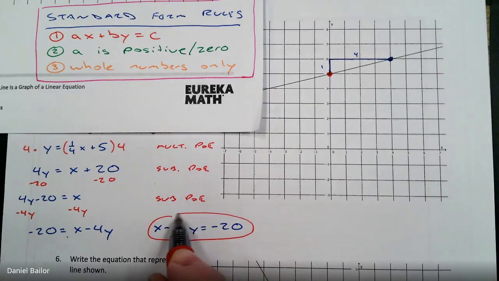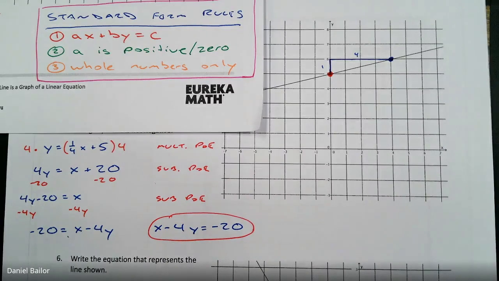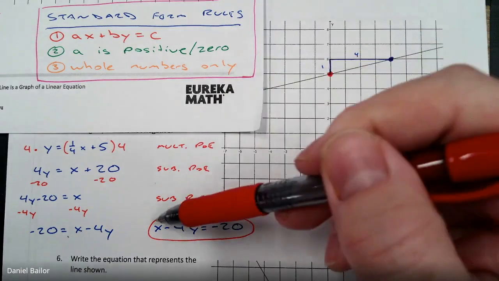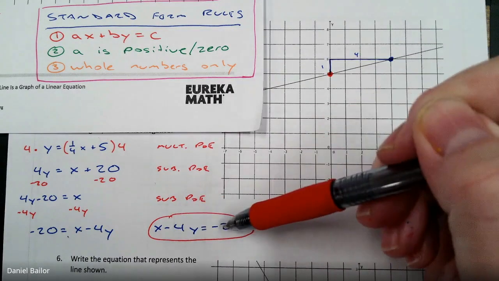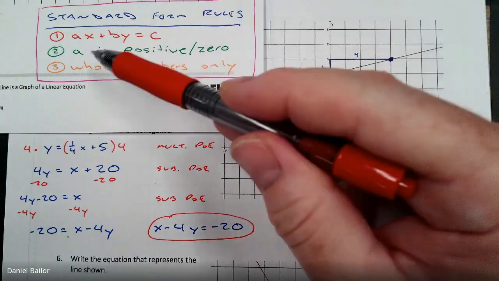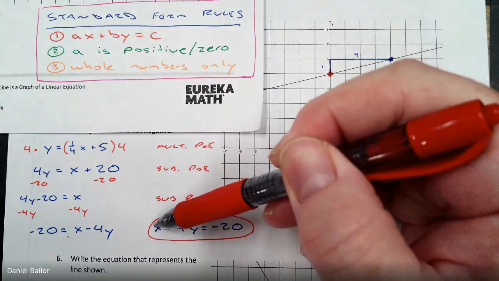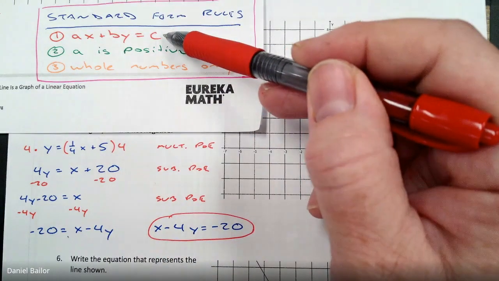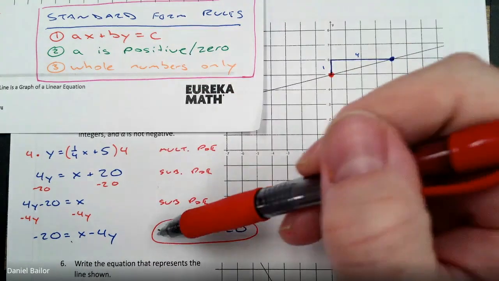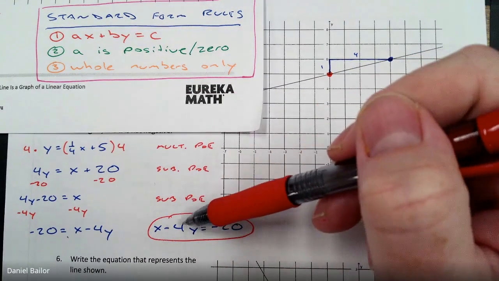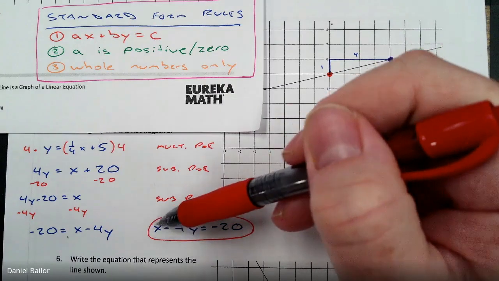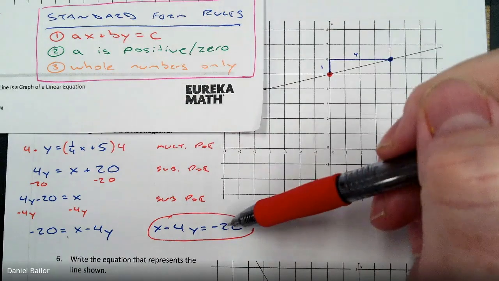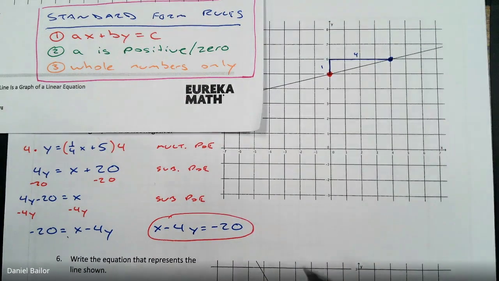That is my answer. Let me double check again. Let me make sure it follows all my standard form rules. Are there integers only? I have a 1, a negative 4, and a negative 20. All of them are integers. Is A positive? Well, A is a positive 1, so check. Check 3, check 2. Does it look like ax plus by equals c? Well, ax, 1x, check. Negative 4y, B, so A is 1, x is x, B is negative 4, y is y, and C is negative 20. Check, check, check. That is in standard form.